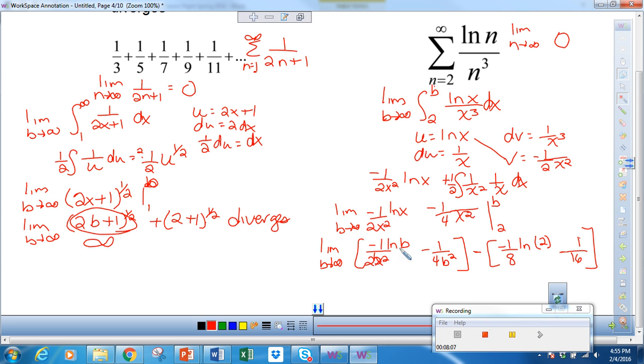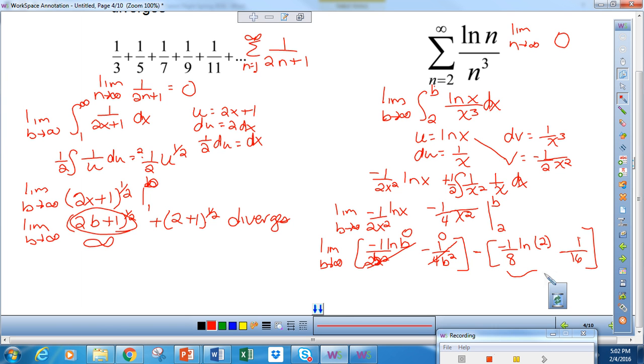So as b goes towards infinity, I have the natural log of b over b squared. That entire thing is going to go to 0. Again, 1 over 4b squared is going to 0 as we go towards infinity. So I am left with a finite number. Now, whatever this number is is irrelevant. I don't care what that is. I just care that it's finite, because this means that it converges.